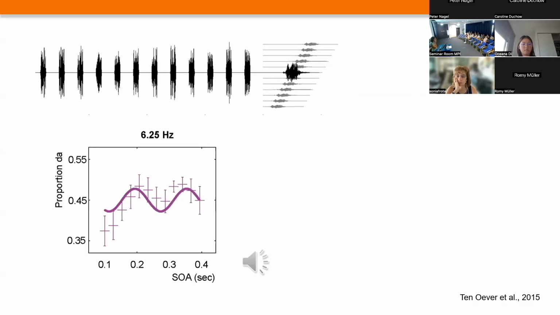So this is the result. Again, this is da ga. This is the rate 6.25, which was chosen because in the EEG we found the strongest effect there. And you again see, this is the stimulus onset asynchrony. You see an oscillatory pattern that matches the stimulation rate. We could fit a sinusoid to this data. So really there was a difference depending on when you presented. Participants were more likely to perceive a da or to perceive a ga.